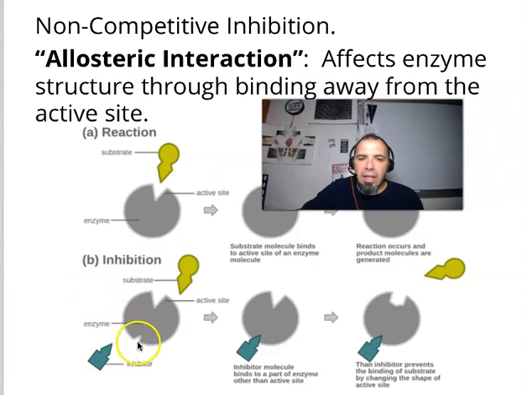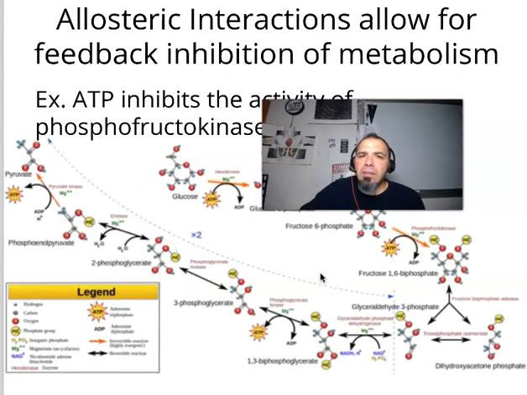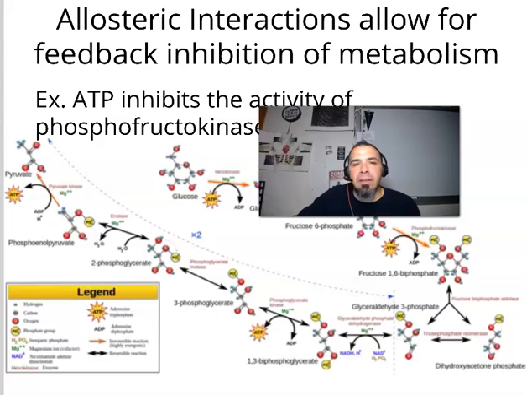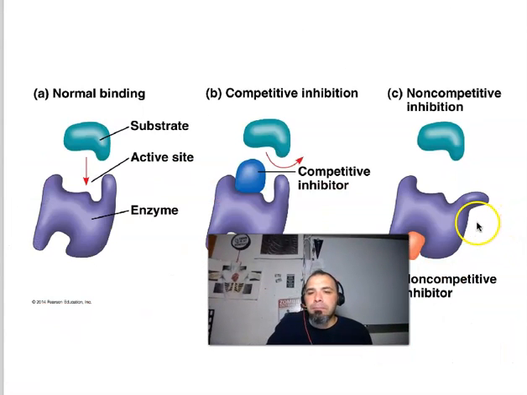In allosteric interaction, you have this space down here. There's our inhibitor, our enzyme, our substrate. That inhibitor attaches to what we call the allosteric site. By attaching to that allosteric site, we've now changed the shape of the active site. So when that substrate binds in, it does not fit. Change the structure, change the function. Allosteric interaction allows for feedback inhibition. For example, ATP inhibits the activity of phosphofructokinase, which is an enzyme important for pathways, which we'll talk about. So ATP actually acts as an allosteric inhibitor.